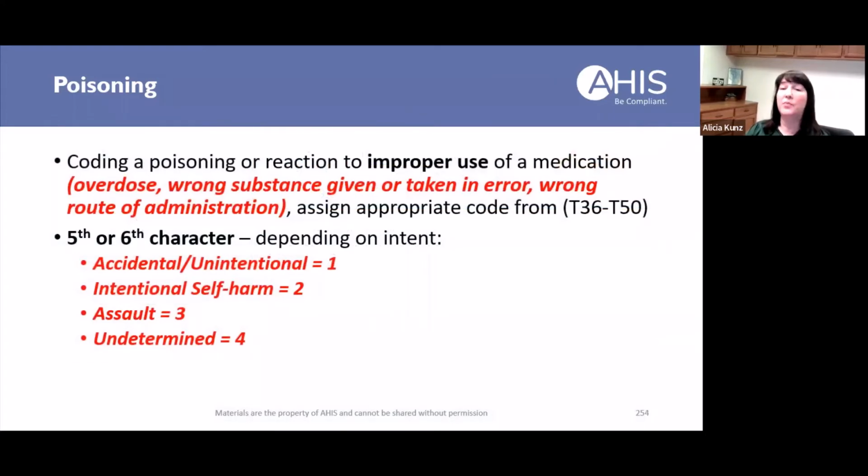So when it comes to poisoning, and again, it could be an overdose, wrong substance, wrong route of administration, whatever it is that falls under the category. And these codes are from T36 to T50. And the 5th or 6th character will depend on the intent, whether it's accidental, intentional, assault, or undetermined. So I've had people say, what would assault be? That would be somebody giving somebody a medication with the intent of harming them. Somebody else gives it to somebody. You didn't take it yourself. And then 4 would be undetermined, and sometimes we don't know.